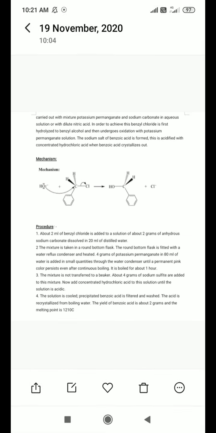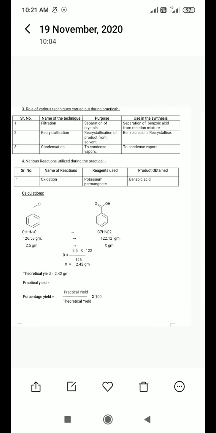Okay, now the solution is cooled, and the precipitated benzoic acid is filtered and washed. The acid is crystallized from boiling water. The yield of benzoic acid is about 2 gram, and the melting point is 121 degrees Celsius. After that we have to recrystallize or precipitate and dry that product, and check the melting point of the synthesized product. The synthesized product is nothing but your benzoic acid.